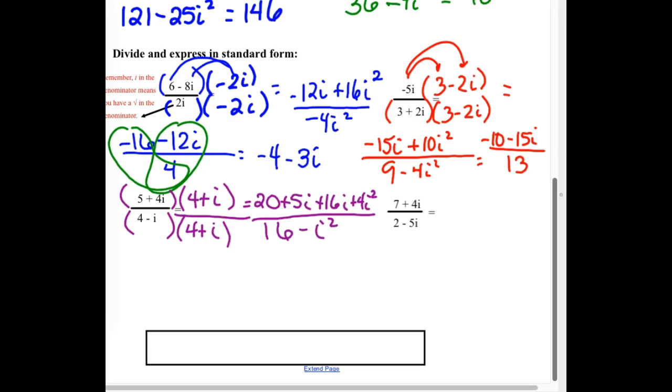Right? Converting our i squareds, in the numerator, we end up with this being a negative 4. Added with the 20, I end up with 16. My imaginary parts can be added together as 21i. And for a denominator, the negative i squared turns into a positive 1. With the 16 gets me 17 for a denominator. And again, we have no common factors in 16, 21, and 17.